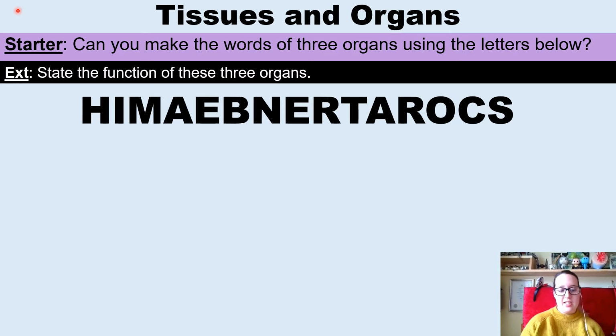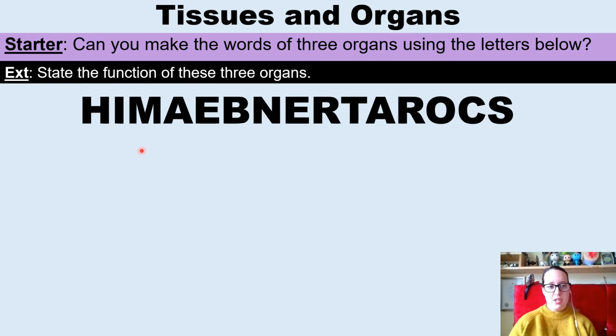Today's lesson is the start of B3, which is about the digestive system and organisation within it. So we're going to start with tissues and organs. For your starter, could you try and make words of 3 organs using these letters here? It's just a jumble of letters, so make up 3 different organs using those letters. And as an extension, state the function of those 3 organs.